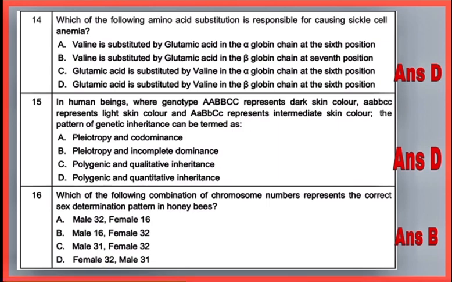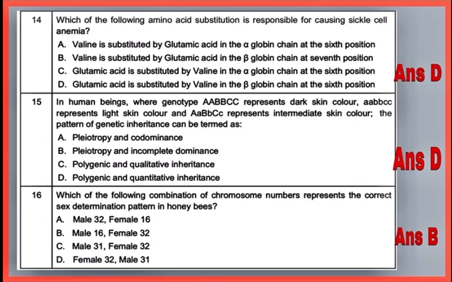Question number 15. In human beings, capital A, capital B and capital C represent dark skin color. Small a, small b, small c represent light skin color, and capital A, capital B, small b and capital C, small c represent intermediate skin color. The pattern of genetic inheritance can be termed as option D. It is polygenic and quantitative inheritance.